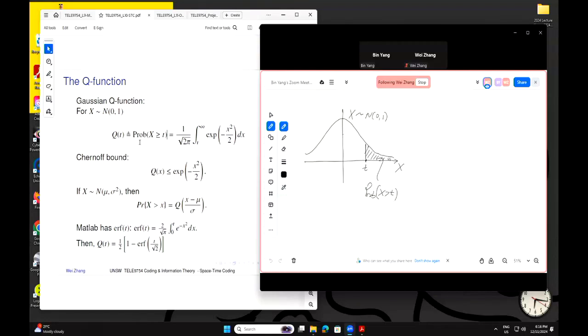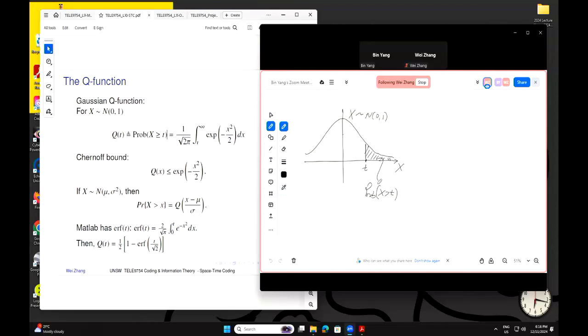And also you can look at the lecture notes that mathematically it can be calculated by taking the integration of this PDF function from t to infinity. The PDF of the Gaussian is given by 1 over square root 2 pi with the exponential of negative half x squared. You take the integration from t to infinity, which is equivalent to this probability, right? But the question is that this integration cannot be solved, because not all integrations are solvable.